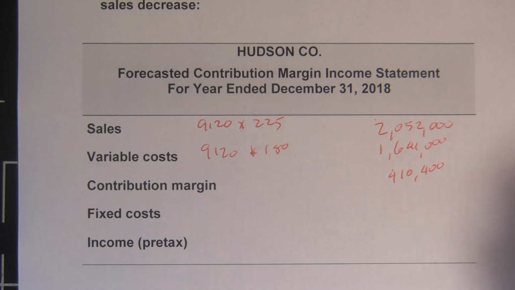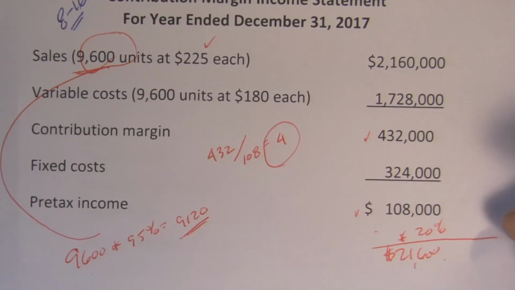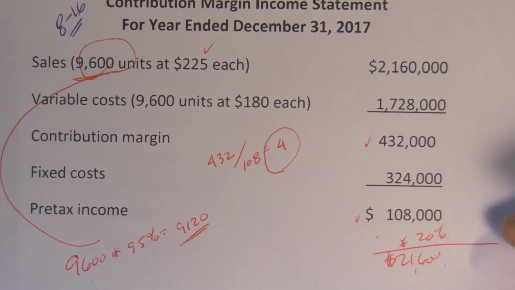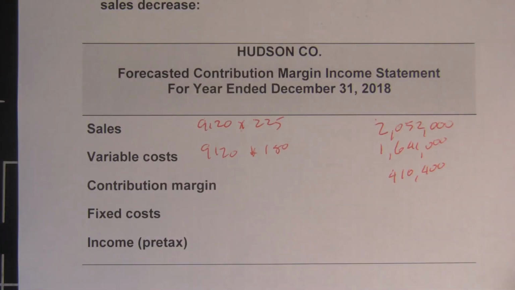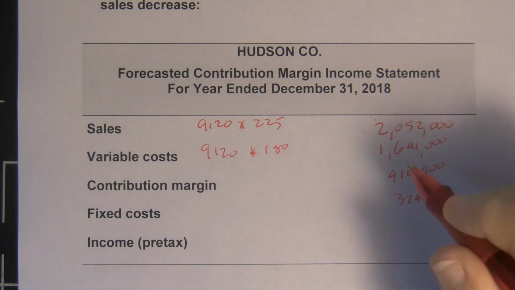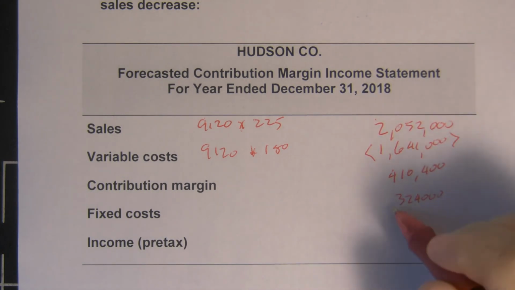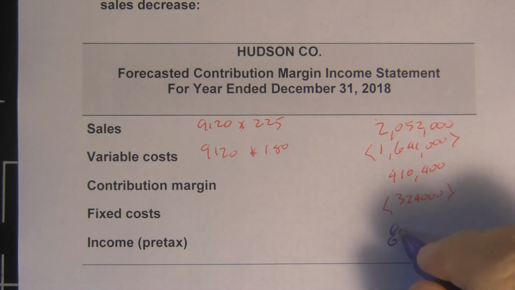Our fixed costs haven't changed. Unfortunately, fixed costs are just that, fixed. So if we made 1 unit or 1 million units, our fixed costs were likely to be 324,000. So we're subtracting our variable cost, we're subtracting our fixed cost, and our pre-tax income is 86,400.